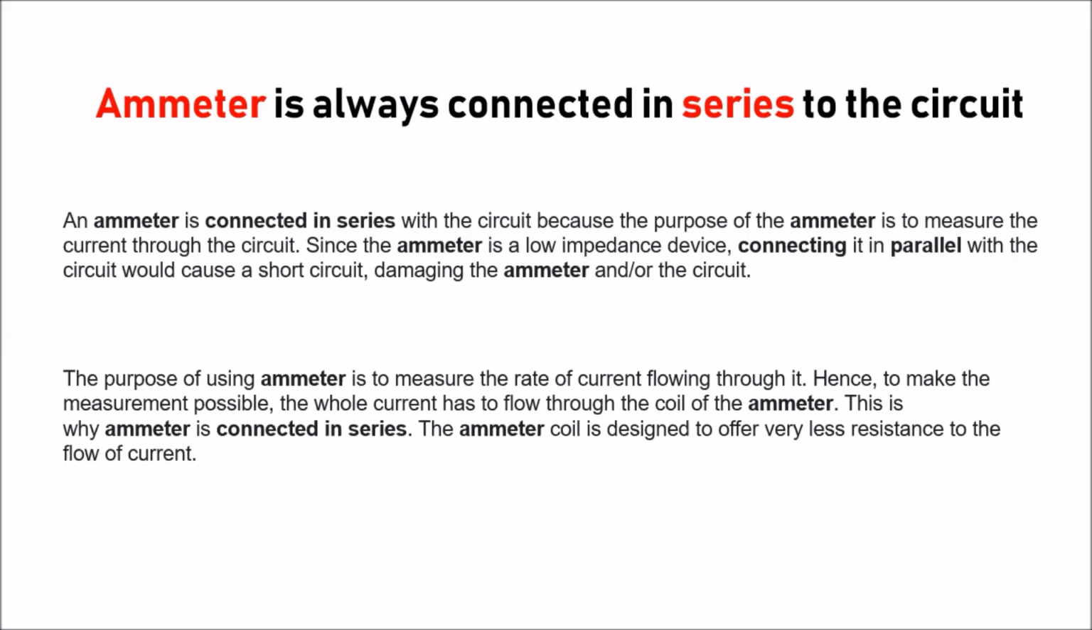Hence, to make the measurement possible, the whole current has to flow through the coil of the ammeter. So if you want to calculate the total amount of current, it should flow through the ammeter. This is why an ammeter is connected in series. The ammeter coil is designed to offer very little resistance to the flow of current in the circuit.